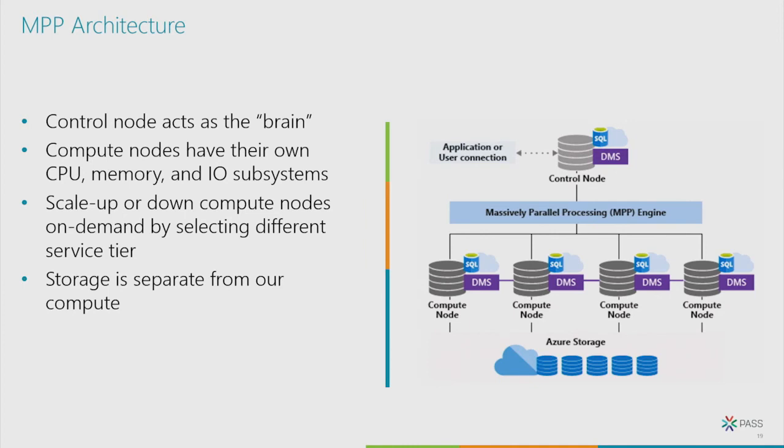So scaling up per the tier gives you those extra compute nodes. And then storage is actually separate from the compute. So you're really not scaling up the storage. And you can see at the bottom of the slide, you have your Azure storage behind the scenes that you're paying for.